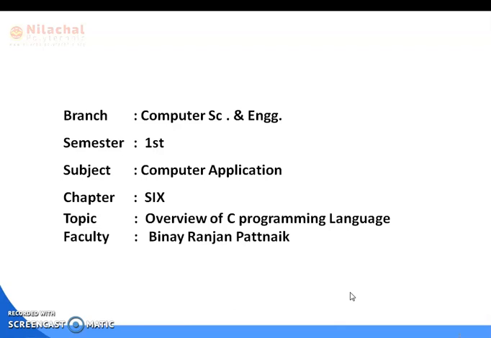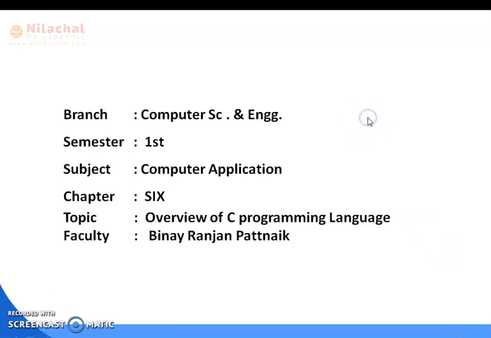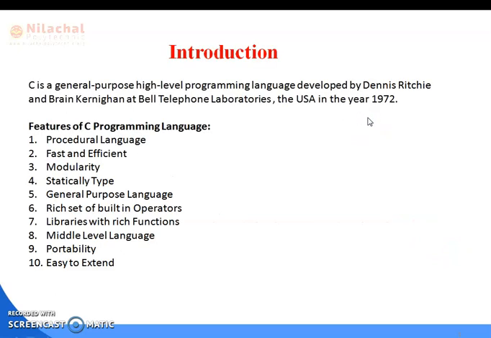Today we're going to discuss chapter number 6, overview of C programming language of computer application. Before starting this chapter, let's look at what is going to be covered in this chapter. First is your introduction.